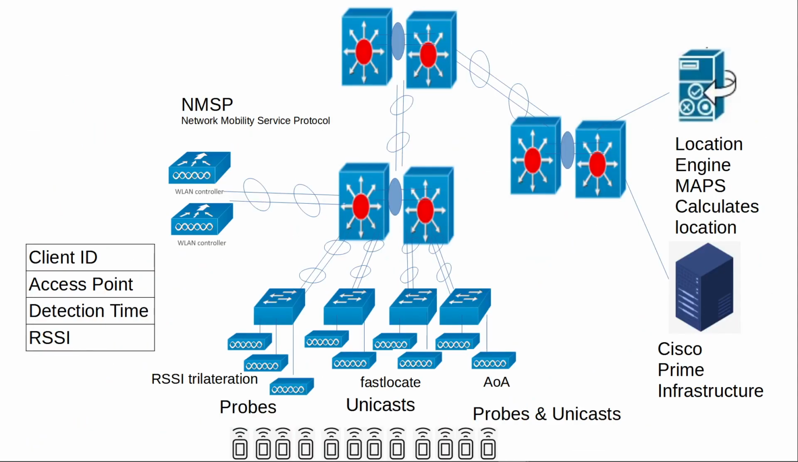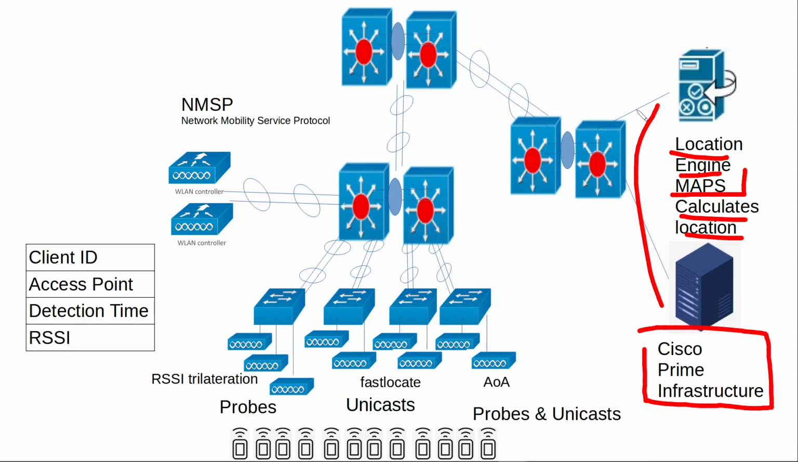So you need to have a location engine for all of this to work. This location engine will calculate the location of your devices. It will need maps. To provide maps to your location engine, you will need the Cisco Prime Infrastructure, where you will be loading your maps. The information that the location engine will need is the client ID, the access point that gathers the information, the detector time, and the received signal strength indicator.